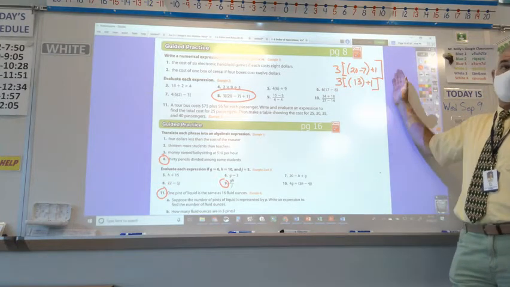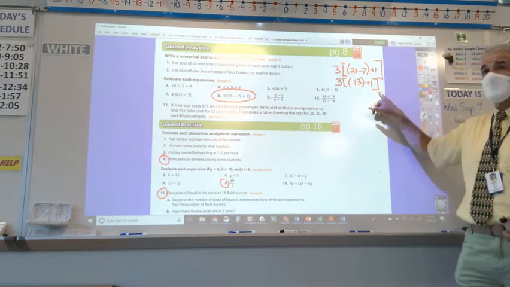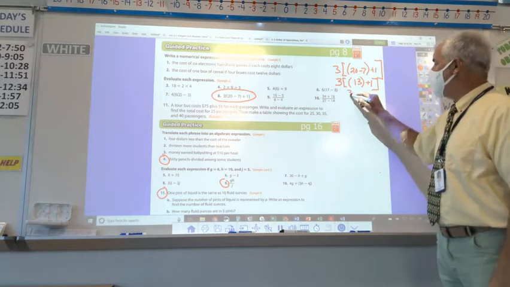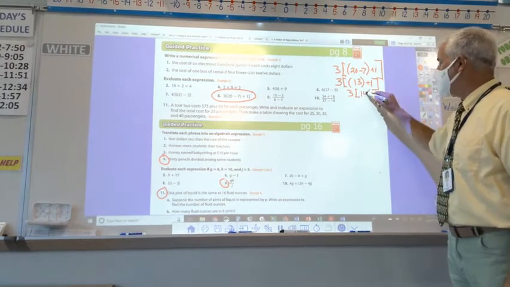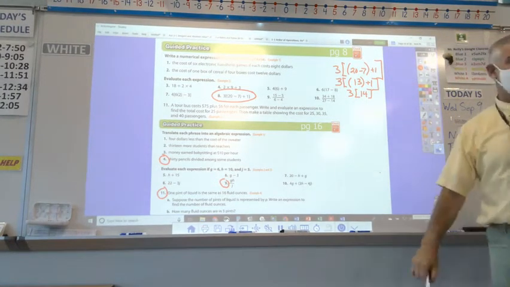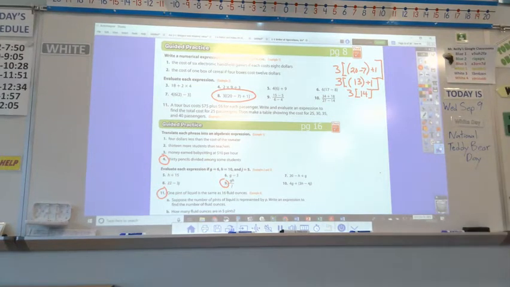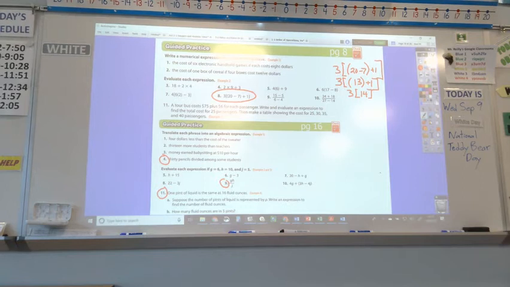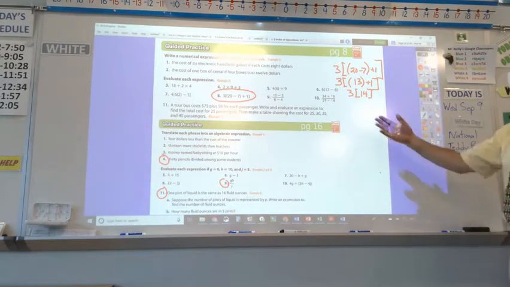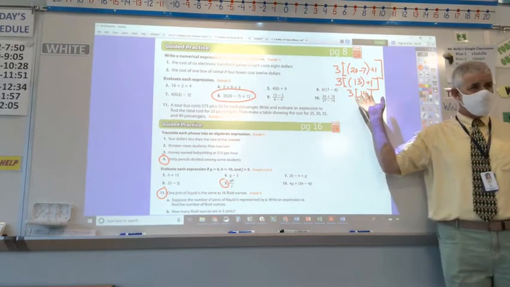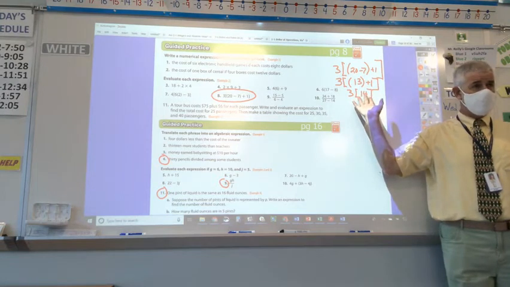So now I go to the next set of grouping symbols, which are the brackets. And 13 plus 1 is 14. And 3 times 14, how do you do 3 times 14 in your head? Maggie. 3 times 10 plus 3 times 4. You're using the distributive property. Did you learn that last year to use the distributive property for problems like this?